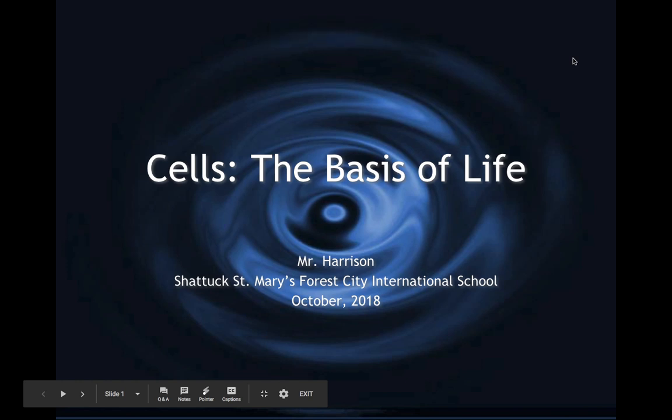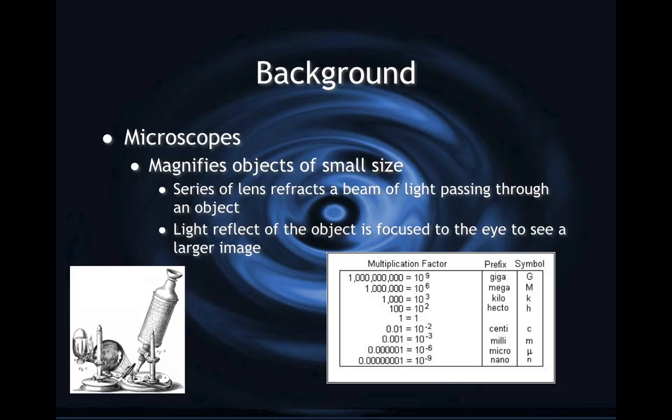Okay, so let's review our cell theory. So we looked at the idea of what is a microscope, and a microscope is a scientific tool that magnifies objects that are very small to make them bigger. It uses many lenses to refract a beam of light through an object. And the light is then reflected back from the object and focused to the eye to see the larger image.